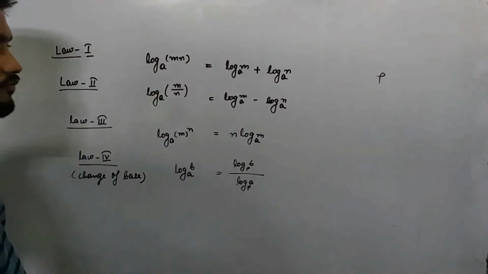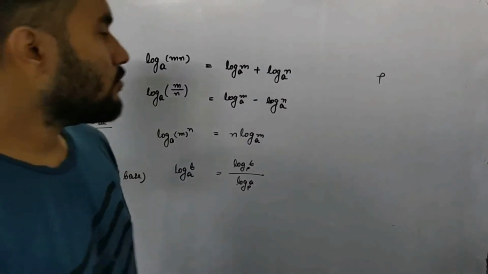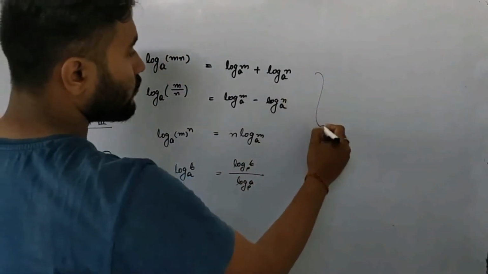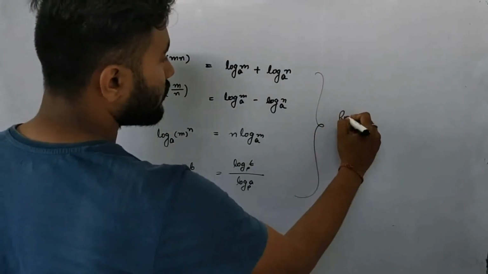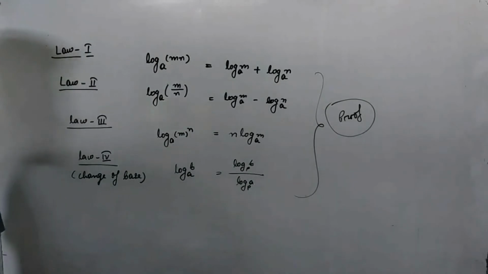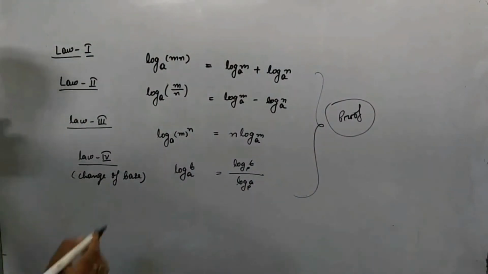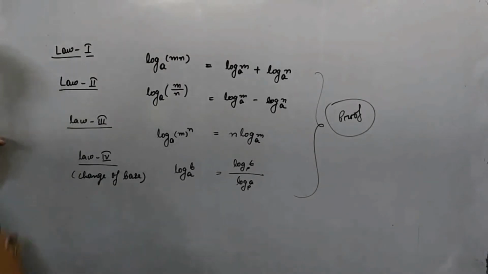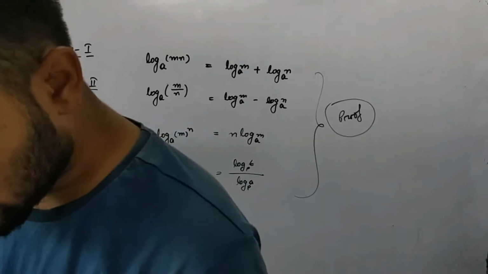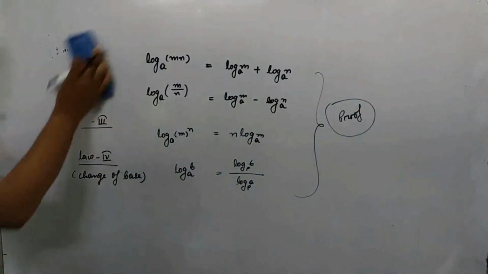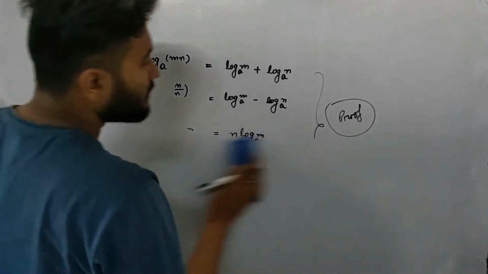So these are the 4 important laws, whose proofs we will do tomorrow in the next class. One more I am giving, say law 5, but this is actually a corollary, not a law. I will give it in this corollary section.